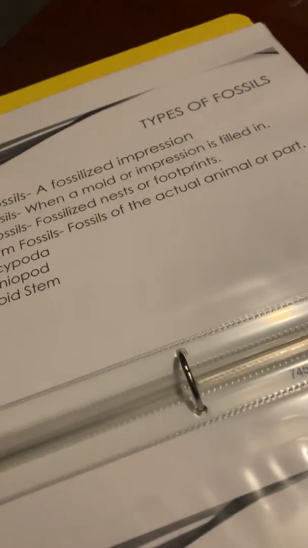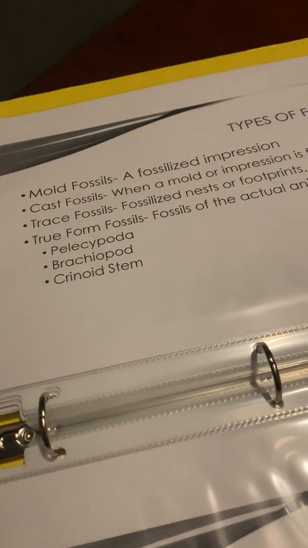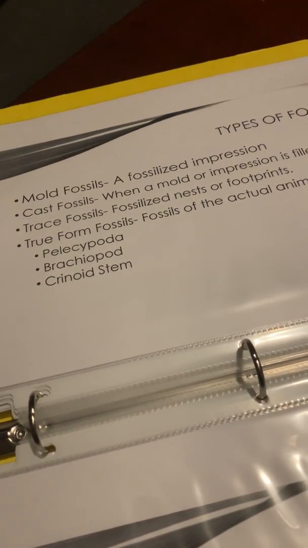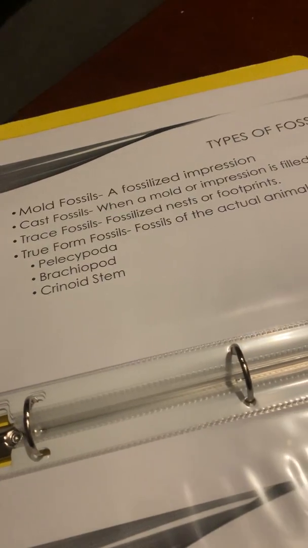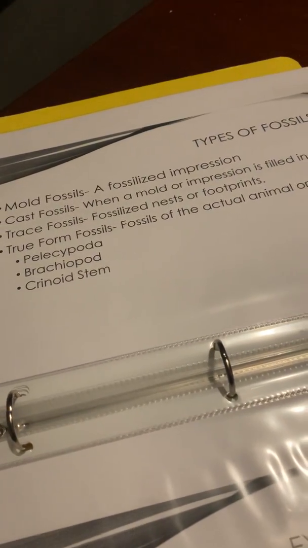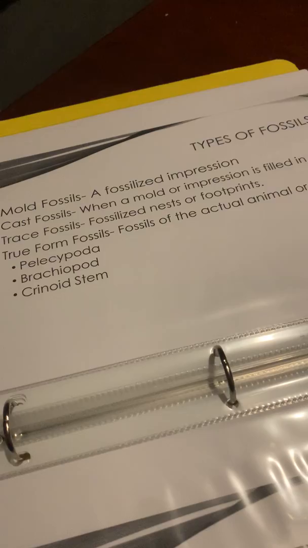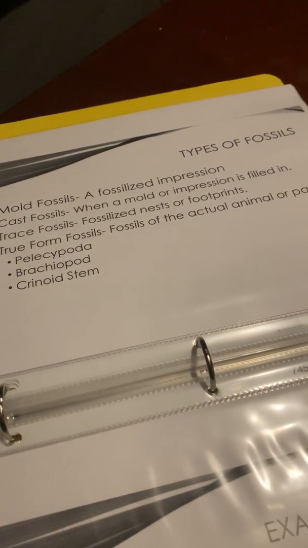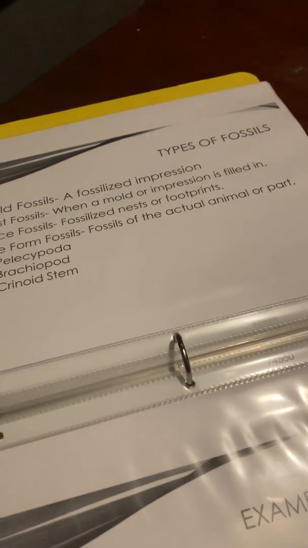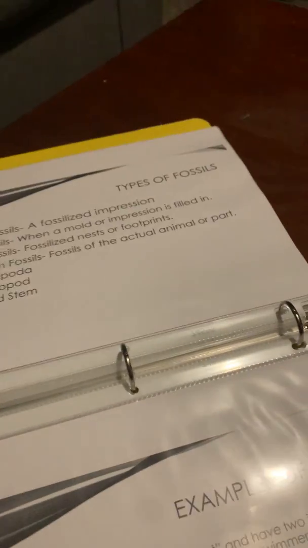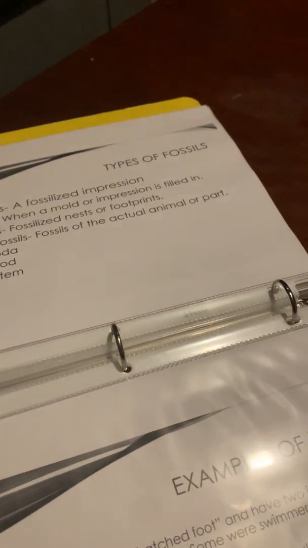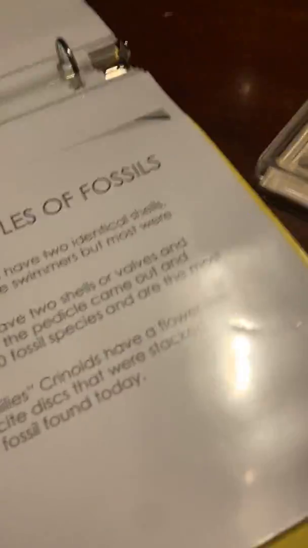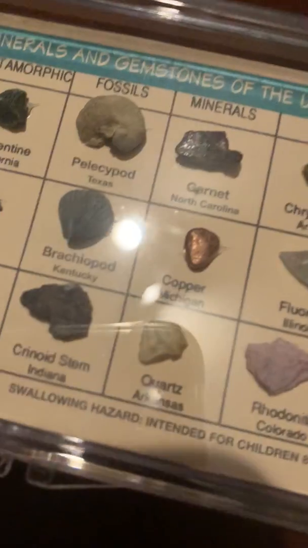Then we discuss fossils. There are three different types of fossils. A fossilized impression, which is a mold fossil; a cast fossil, when a mold or impression is filled in; trace fossils, fossilized nests or footprints; and then there are true form fossils, fossils of the actual animal or part. And I apologize, there are actually 4 types of fossils, not 3 as there are with the igneous, sedimentary, and metamorphic rocks. These are the examples of the fossils.